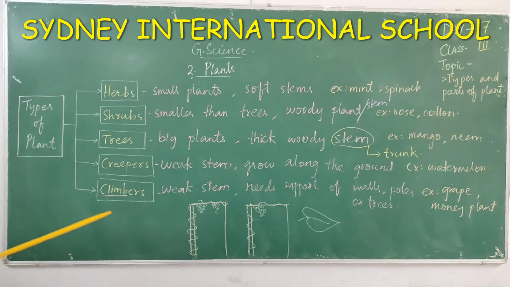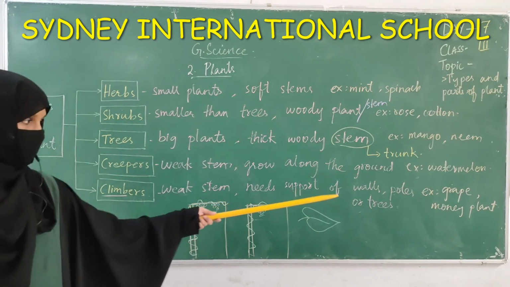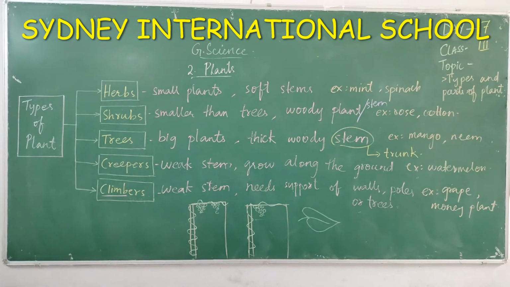Climbers. Climbers have weak stem and they need support of walls, poles or trees. Okay? Because they have weak stem, they need a support to grow. So they take the support of wall, poles or trees to grow themselves. Example, grape and money plant. I hope you all understood. Thank you. Next we'll go for the topic parts of the plant.